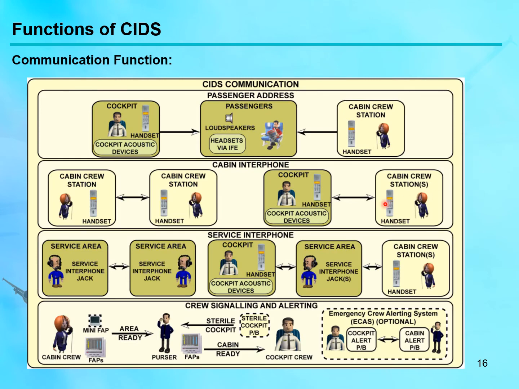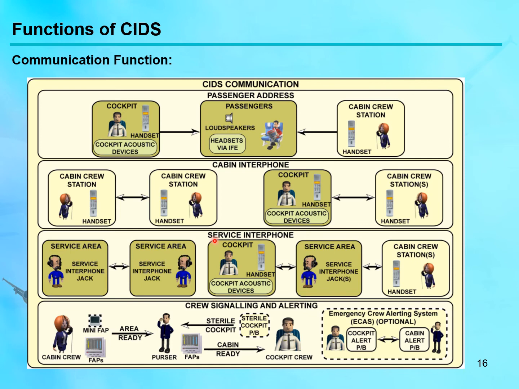So these are the communication functions. In the cockpit you can talk to the passengers through a loudspeaker, and the cabin crew can actually do announcements to the passengers. So these are the cabin crew stations, which can actually talk to each other. Don't chit chat over there while you're doing your work. Then under the cabin interphone, the pilots can also communicate to the cabin crew stations, the selected cabin crew station.